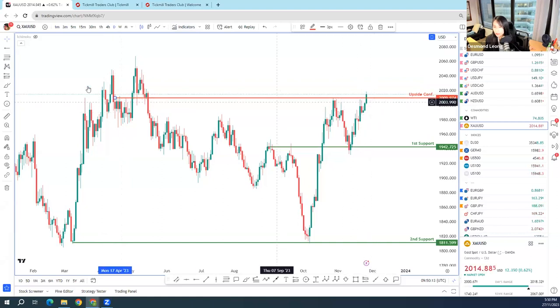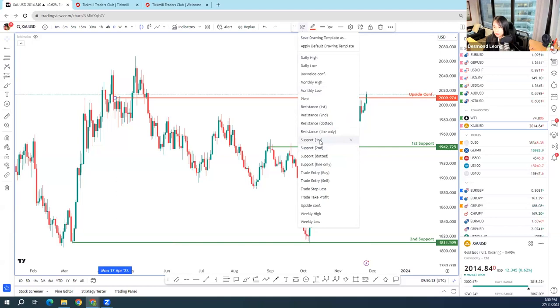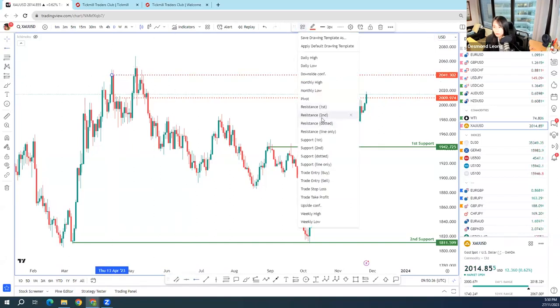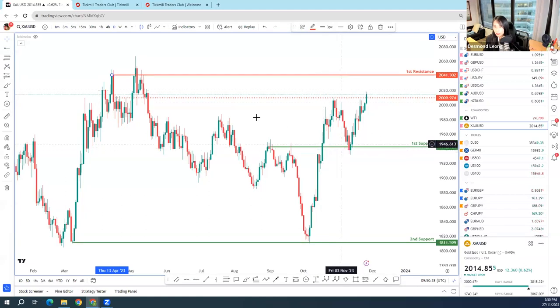Right now the price is cutting through this level, upside continuation. We'd like to see if the price will continue to break through this resistance level and move up to hit the second resistance level. I'm going to use the dotted one for easy referencing, and this will be my first level of resistance.